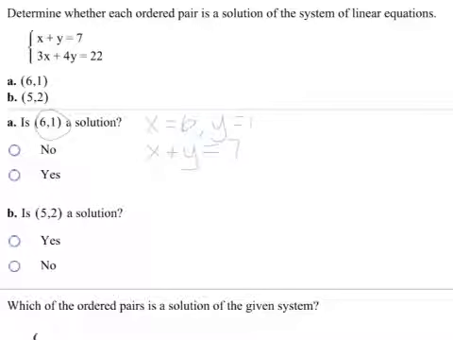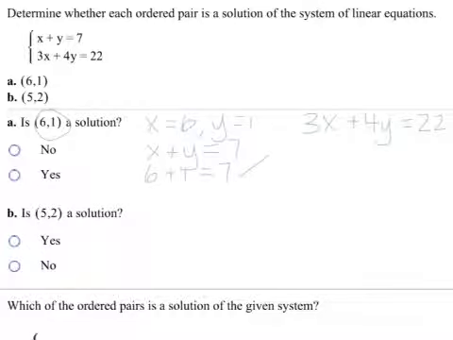So our first equation is x plus y equals 7. And when I substitute 6 for x and 1 for y, you can see that it makes that first equation true. That means that 6, 1 is definitely on the line that's created by the equation x plus y equals 7. Now that doesn't mean it's a solution to the system because it's got to work in both equations.